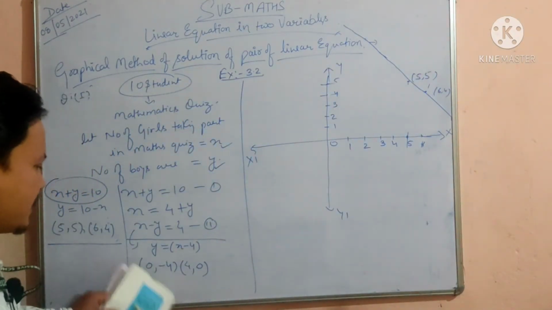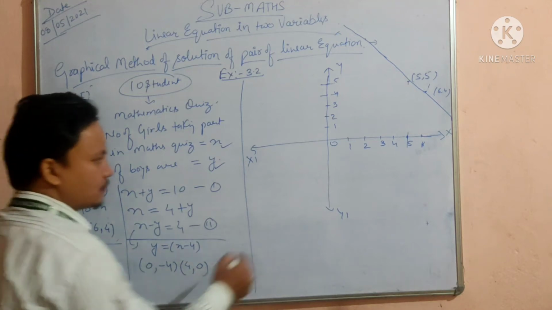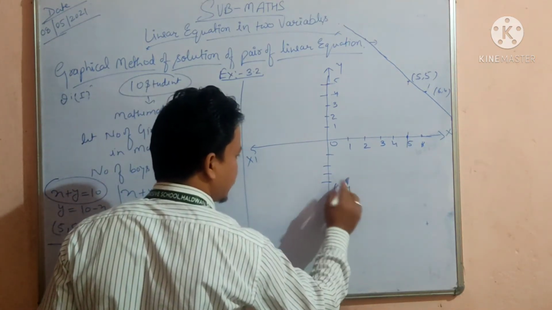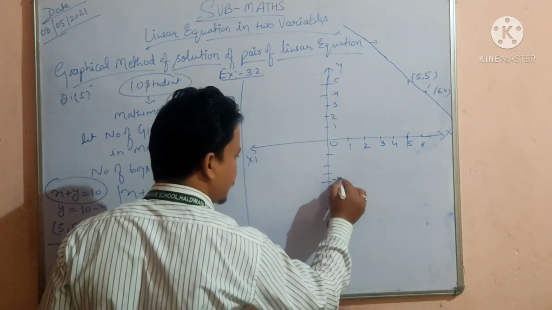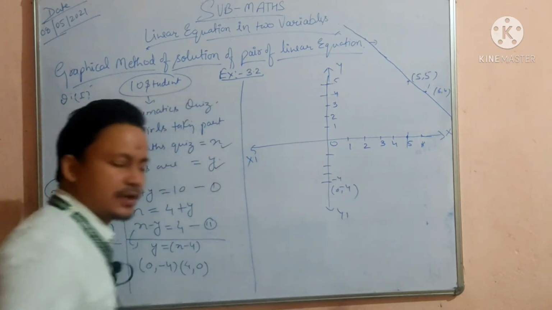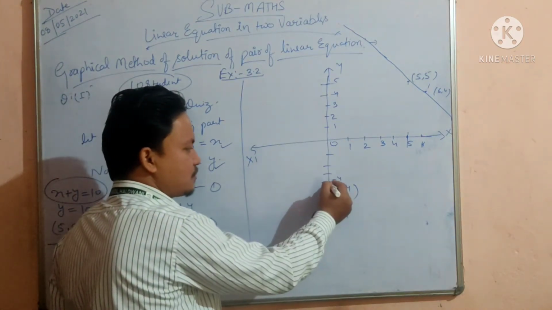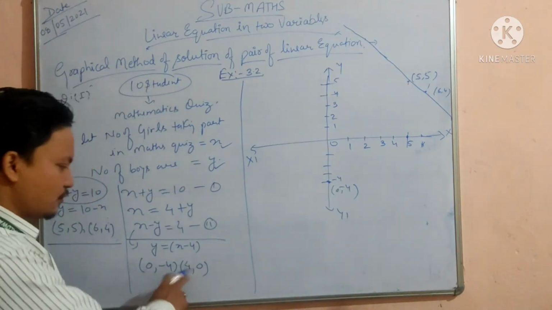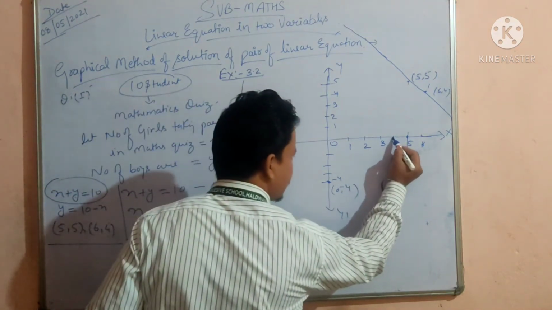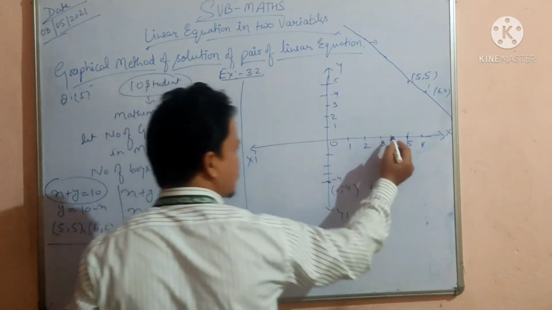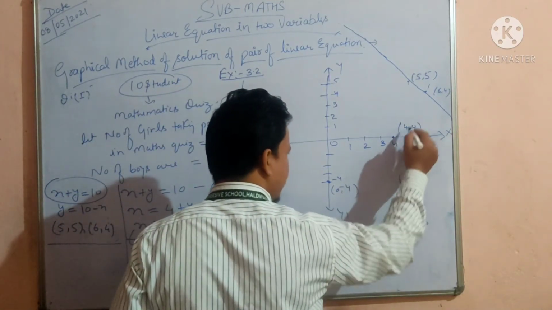Now the second one is (0, -4). X is 0, Y is -4. So 1, 2, 3, 4. This is the point -4, okay. This will be your point (0, -4), because the value of X is 0. So X is 0, Y is -4, that is that particular point. Now see the second one, (4, 0). So this is the point (4, 0), because the value of X is 4 and the value of Y is 0. Now meeting both the points.